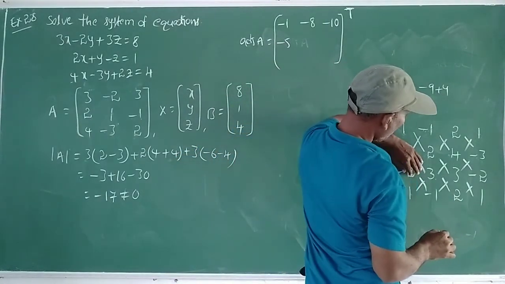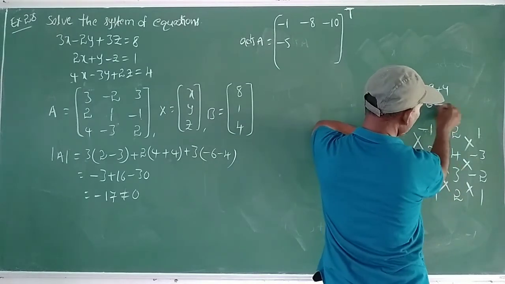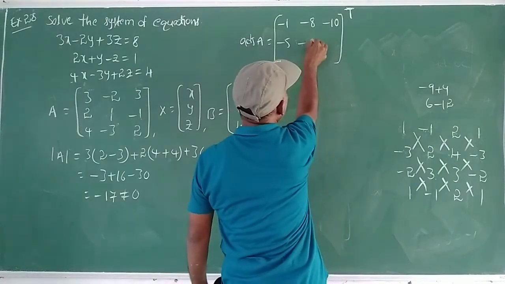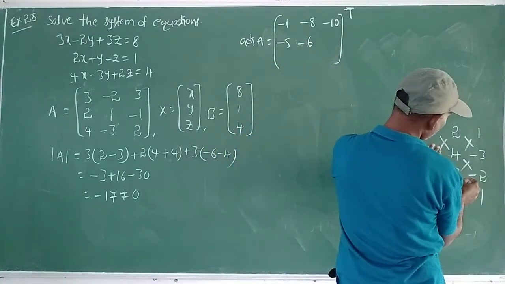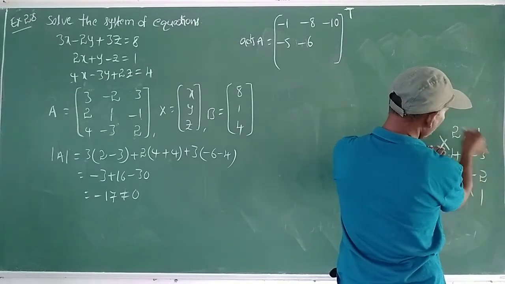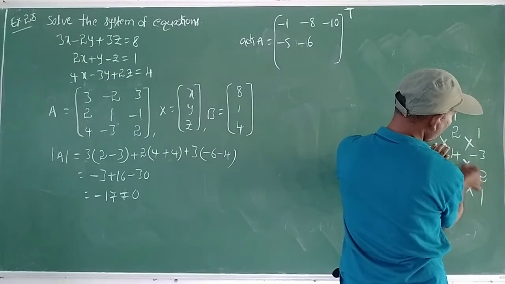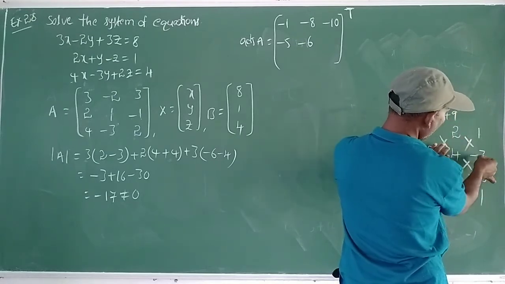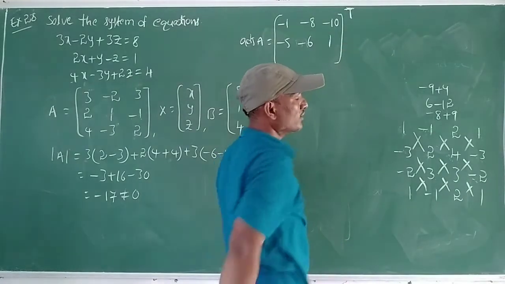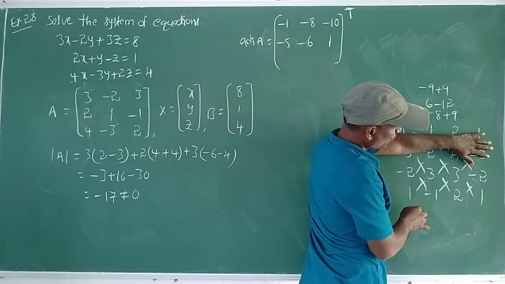Next, these 2 numbers close. Remaining 2, 3 the 6, minus 12. 4, 3 the 12. 6 minus 12, minus 6. Next, 4 numbers close. 4 into minus 2, minus 8. Minus 2 minus, plus 9. 3, 3 the 9. Minus 8. 4, 2 the 8. Plus 9. Minus 8 plus 9, 1. Next, these 2 rows close.